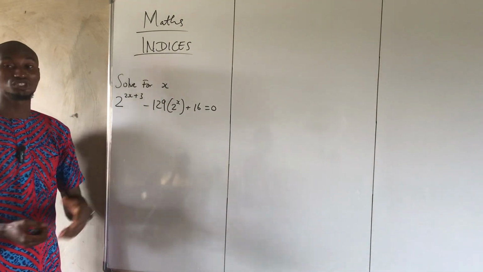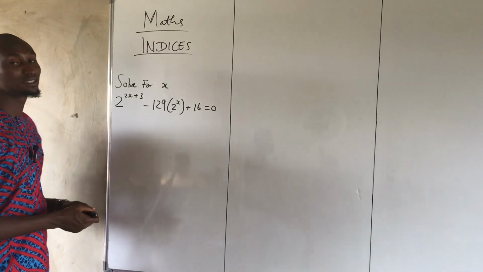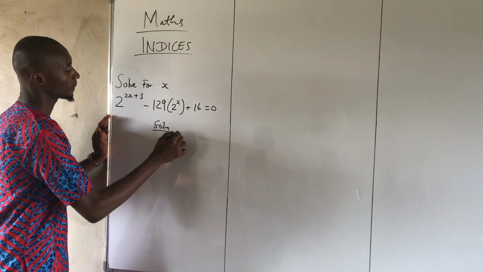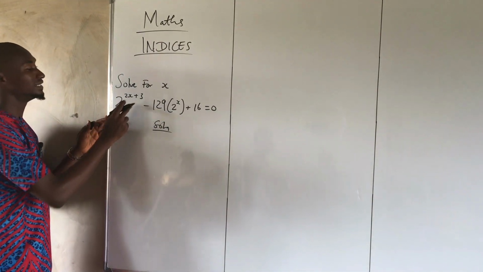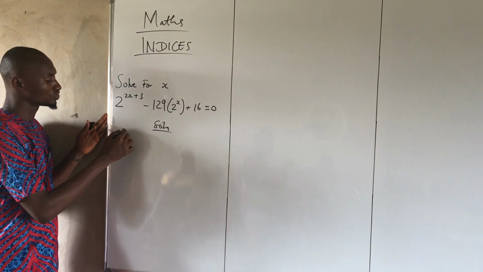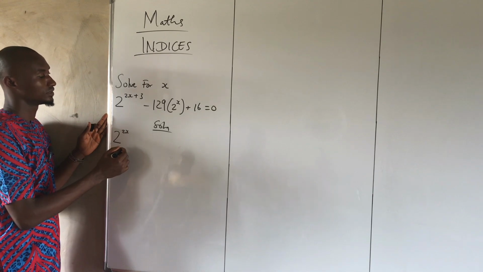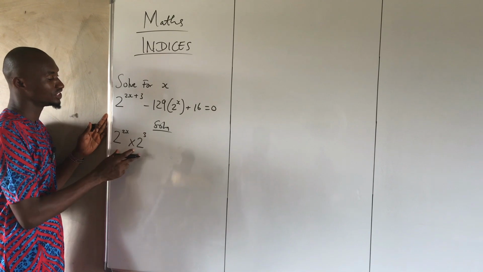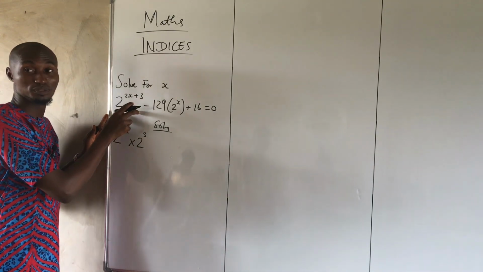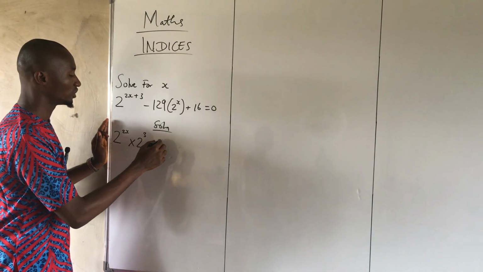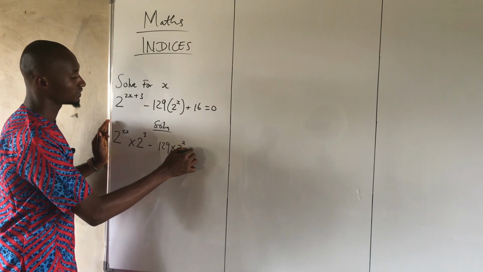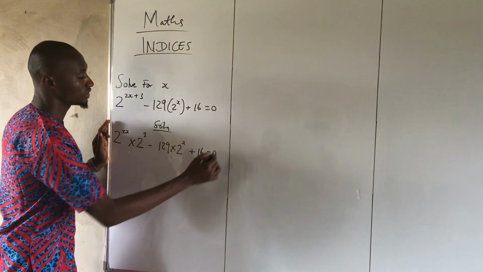Of course, I've read the question to you. So now let's get started. Solution. This means 2 raised to the power 2x times 2 raised to the power 3. This is the multiplication law. Then minus 129 times 2 raised to the power x, plus 16 equals 0.